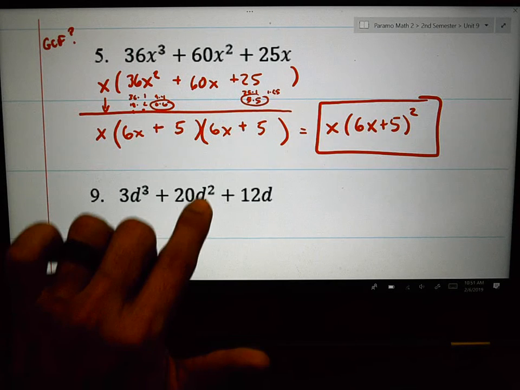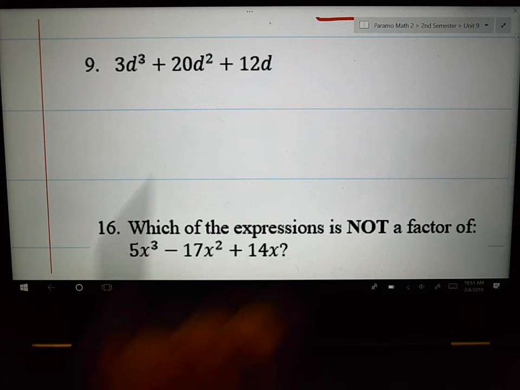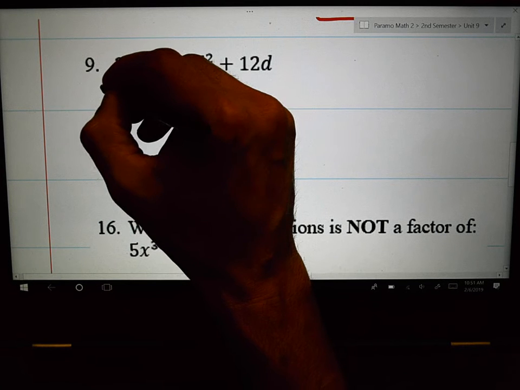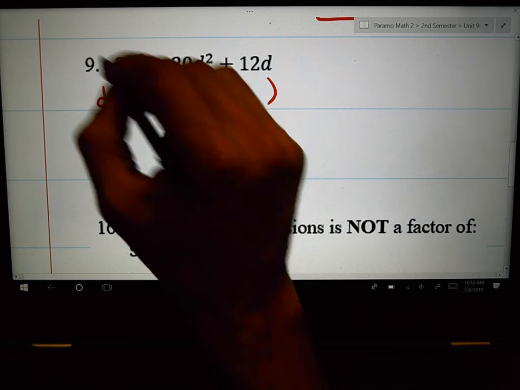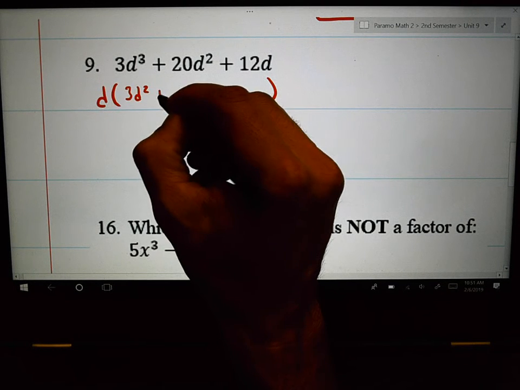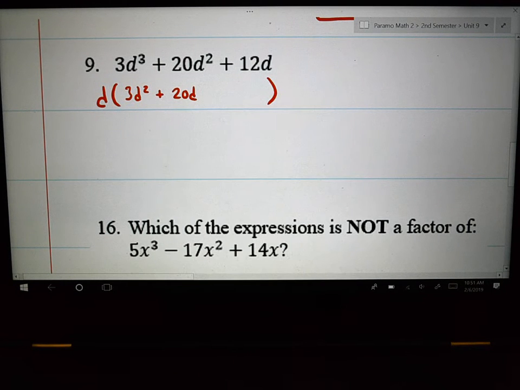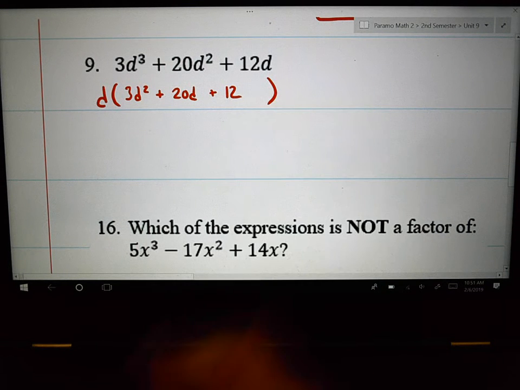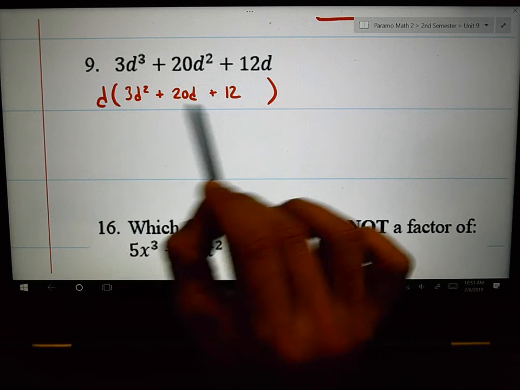Let's jump to number 9. I look for a GCF. There's no number that goes into all three, but they do all have a d in common. I'm going to factor out d as a GCF. If you pull out one of the d's, you're left with 3d squared. If you pull out one of the d's from here, 20d is left. If you pull out one of the d's, 12 is left over. And you can always check this by distributing to see if it's still the same thing.